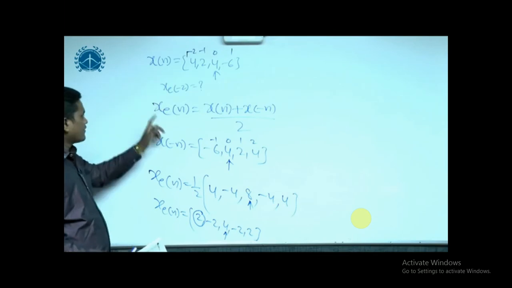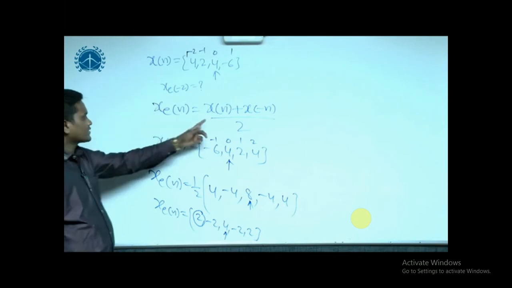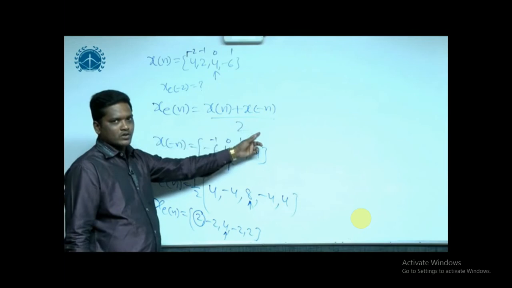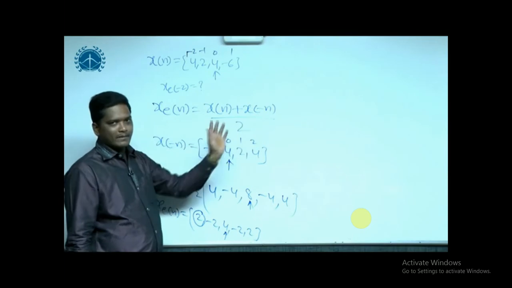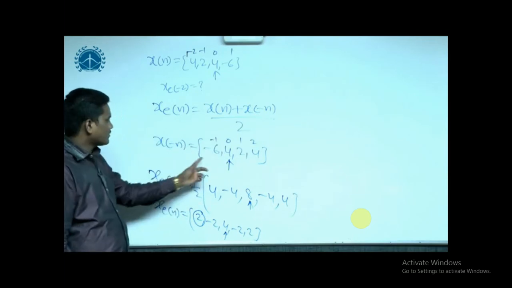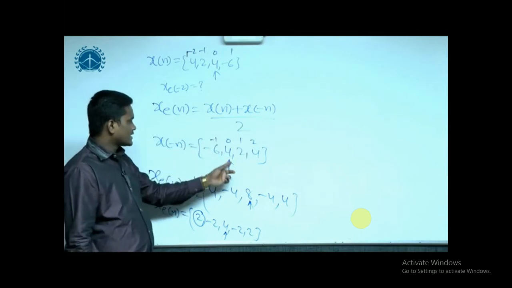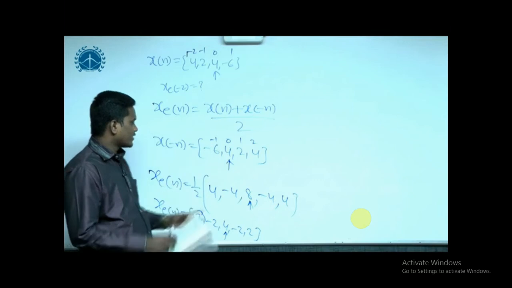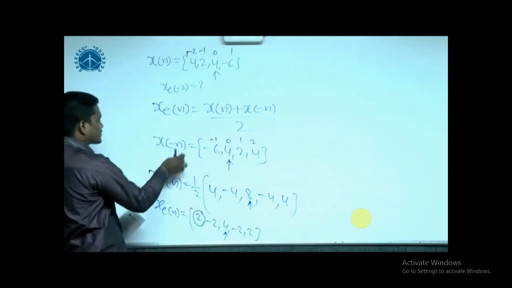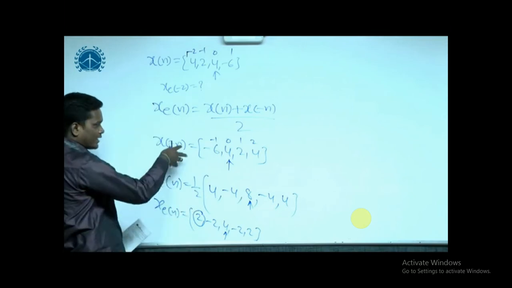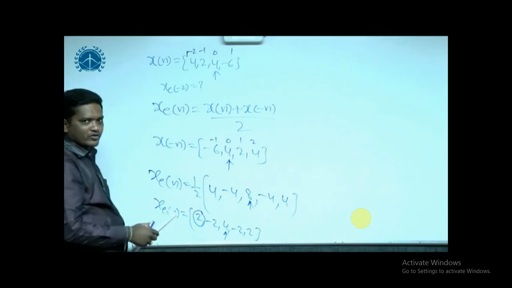The formula for the even part is xe of n equal to x of n plus x of minus n, divided by 2. X of minus n is nothing but the time reversal operation. So the x of minus n signal is this one. Now this is the 0th time index, this is minus 1. Now add this one and this one with corresponding elements and divide by 2. Now we are going to get xe of n.